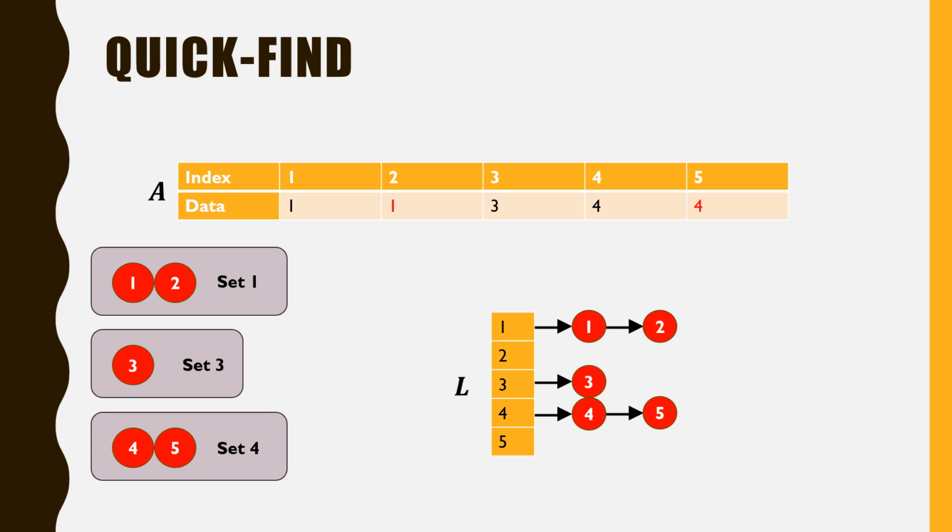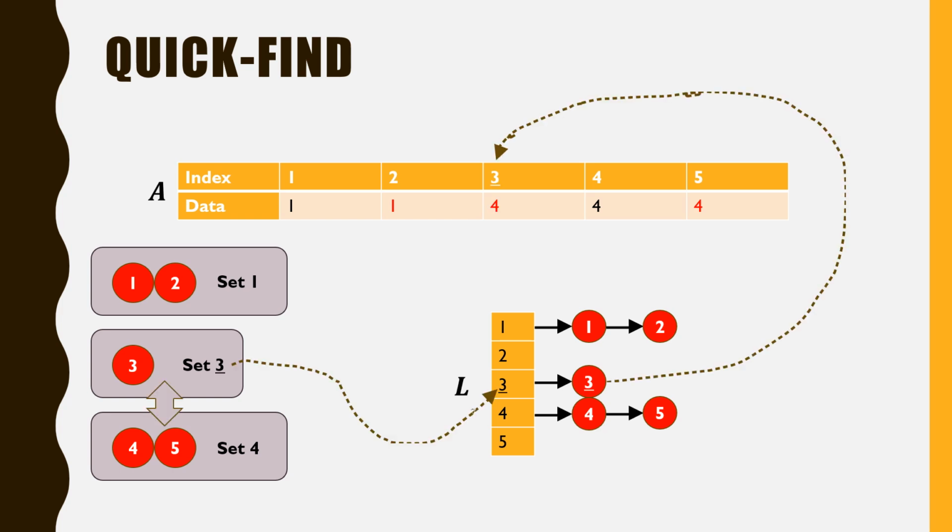Each bucket in L represents a disjoint set, and the nodes within the bucket correspond to the data elements belonging to that set. For example, the bucket L1 contains the data elements of set 1, which includes elements 1 and 2. Now, suppose we continue to merge set 3 and set 4 using the optimized smart union operation.